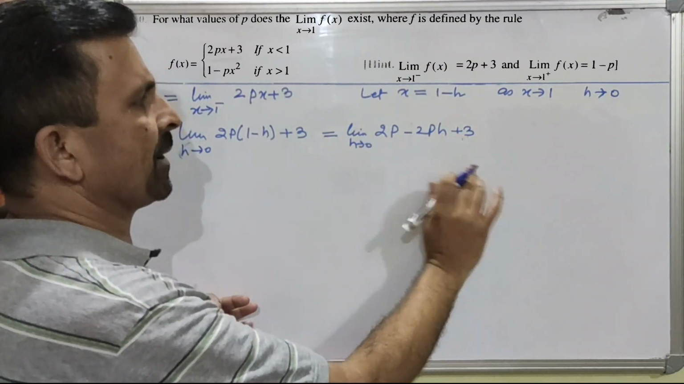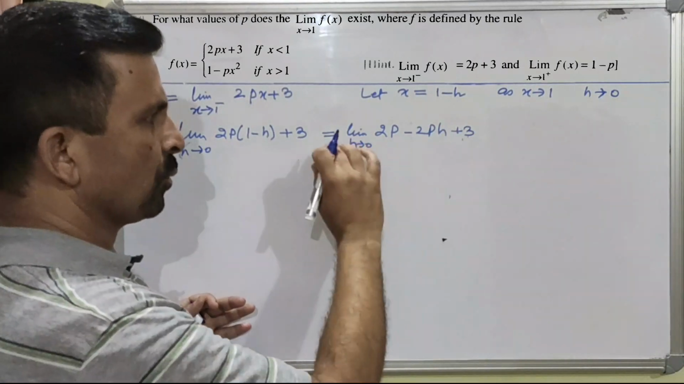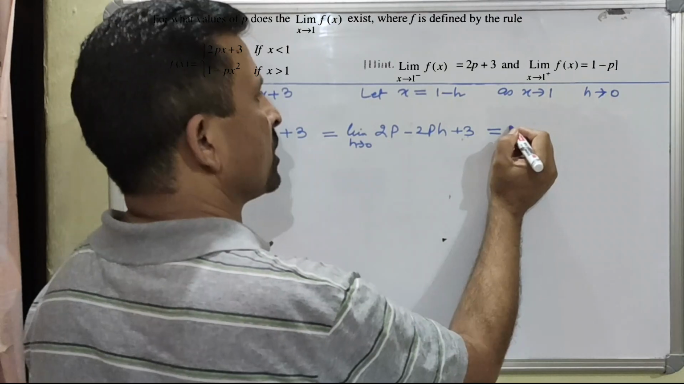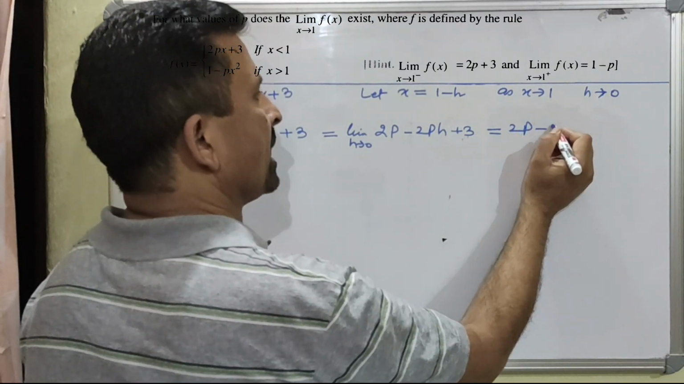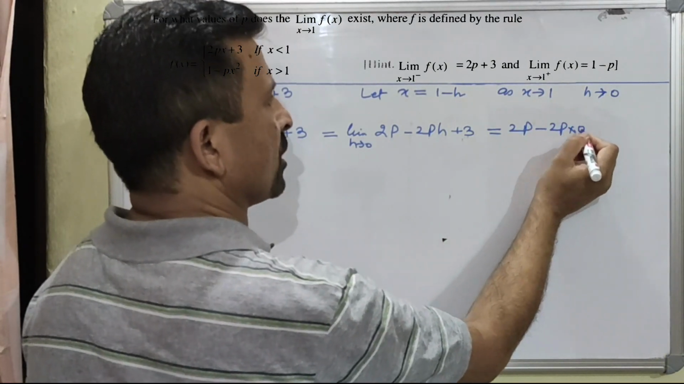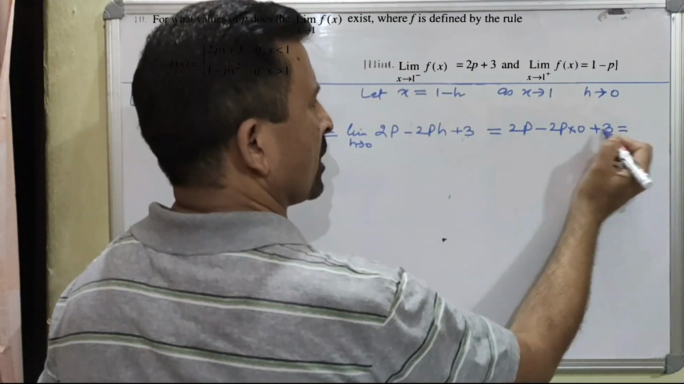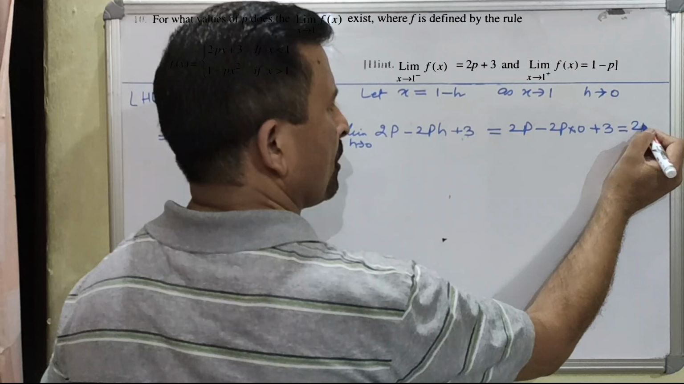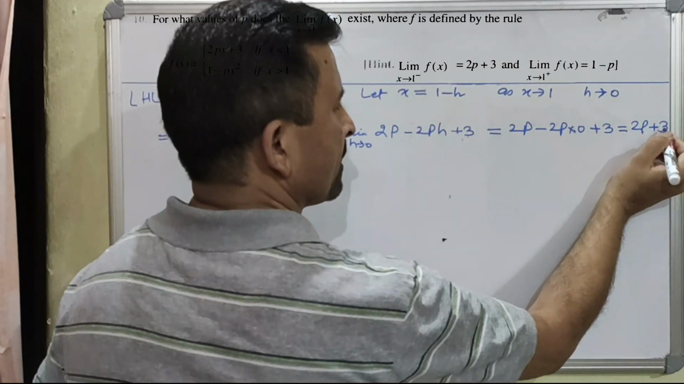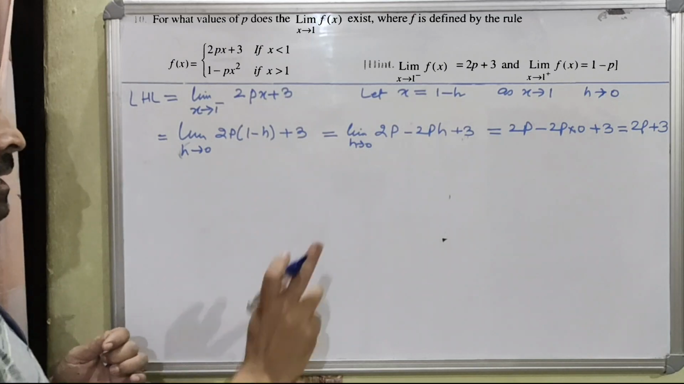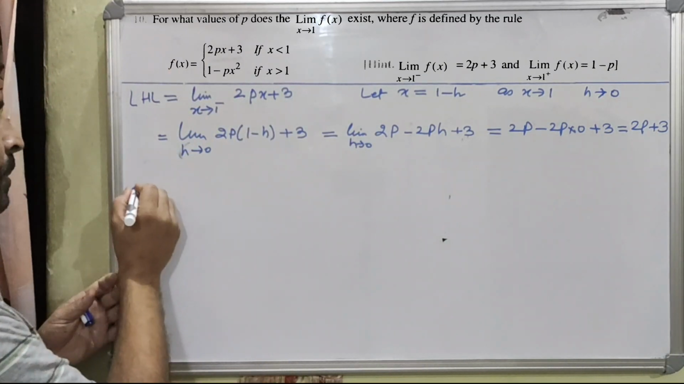Now the function is simplified. We don't have any like term also. We can put the value of h, and therefore it will become 2p only minus 2p into 0 and then plus 3. Am I clear? So this value becomes equal to 2p plus 3. This becomes the value of your left hand limit. Is this okay? Now we will calculate the right hand limit.